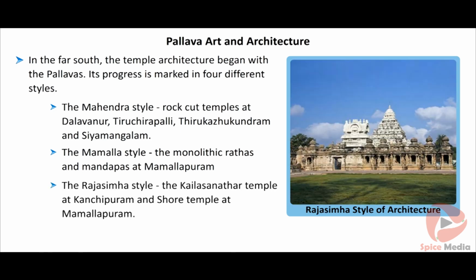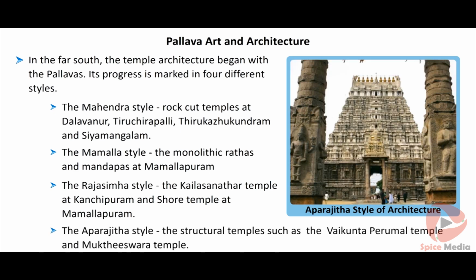The third is called Rajasimha style. The Kailasanatha temple at Kanchipuram and Shore temple at Mamallapuram are examples of this style. Finally, the Aparajita style. Here, structural temples were built. Vaikunta Perumal temple and Mukteshwara temple are examples of this style.